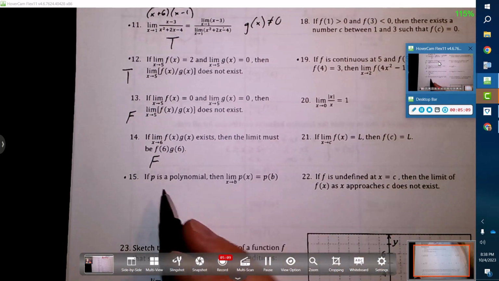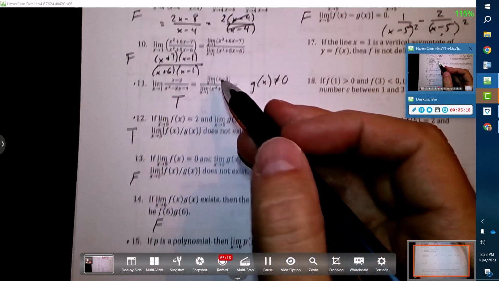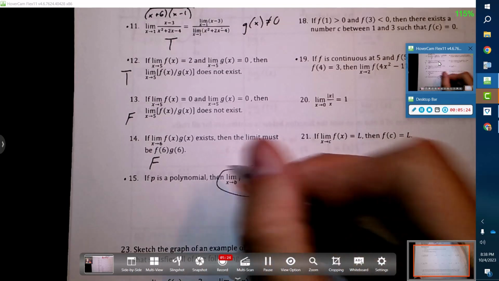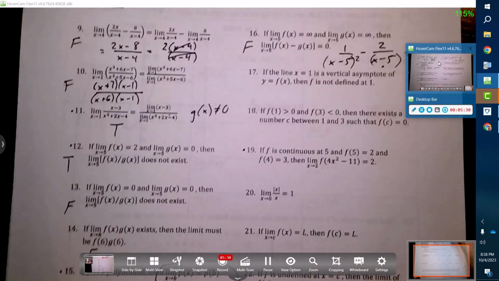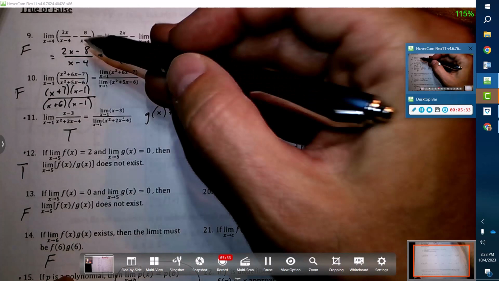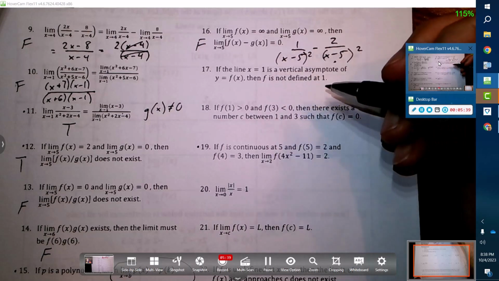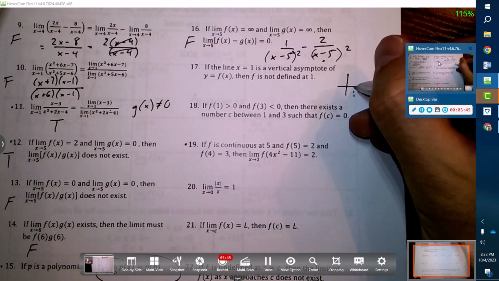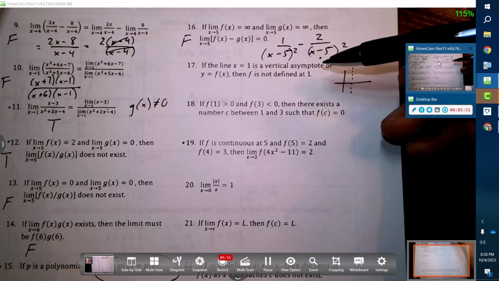Now, if p is a polynomial, then all is well, because polynomials are continuous, they're smooth, there are no holes. It's these rational functions that really mess up the game. But polynomials, it's a straight shot. These are beautiful. So this one is actually going to be true because you just use straight substitution every time. It's great. We talked about this one, how it's related to here. Number 17, this one drove me crazy. I think this is kind of unfair. If the line x equals 1 is a vertical asymptote of y equals f of x, then f is not defined at 1.